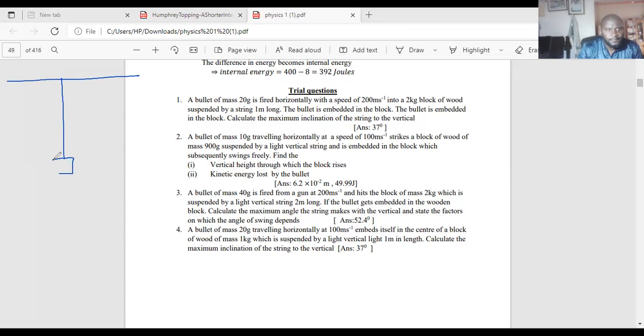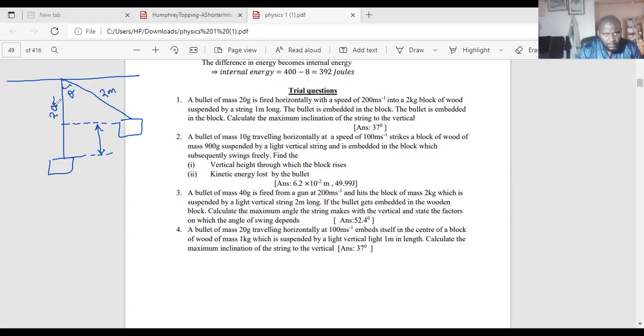Yes, sorry. A bullet of mass 40 grams is fired from a gun at 200 meters per second and hits the block of mass 200 grams, which is suspended by a light vertical string 2 meters long. If the bullet gets embedded in the wooden block, calculate the maximum angle the string makes with the vertical and state the factors on which the angle of the swing depends.